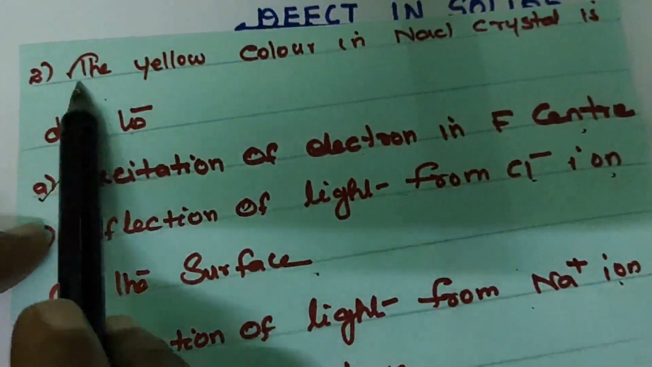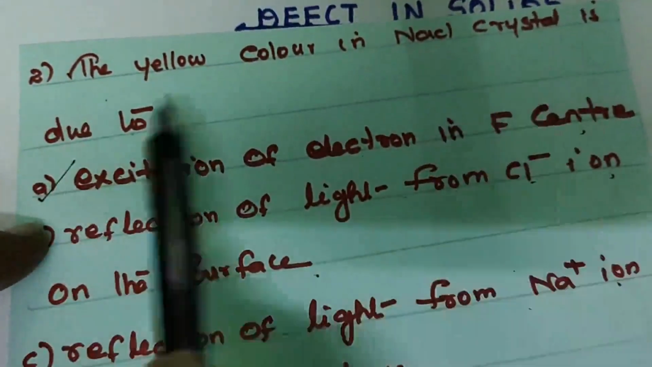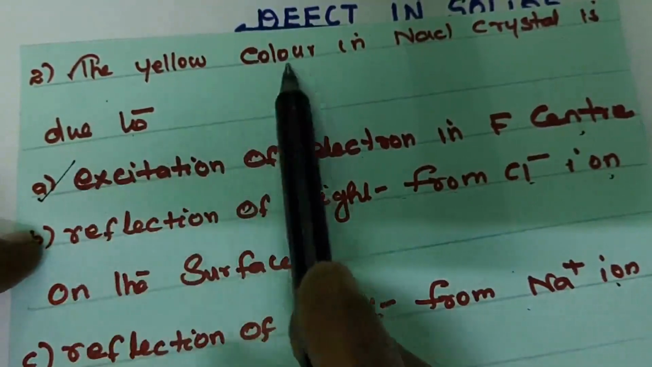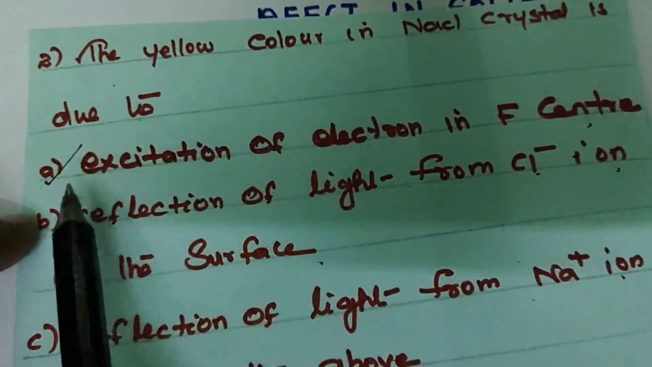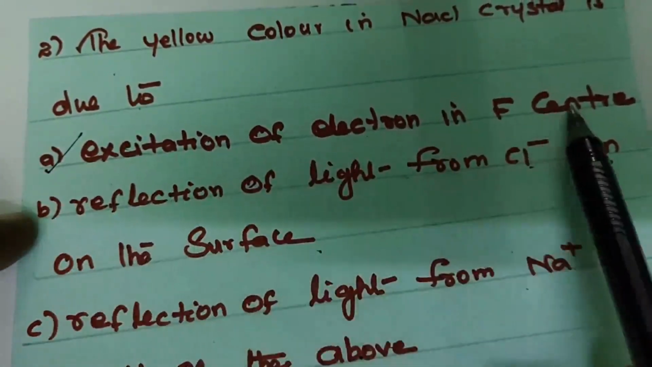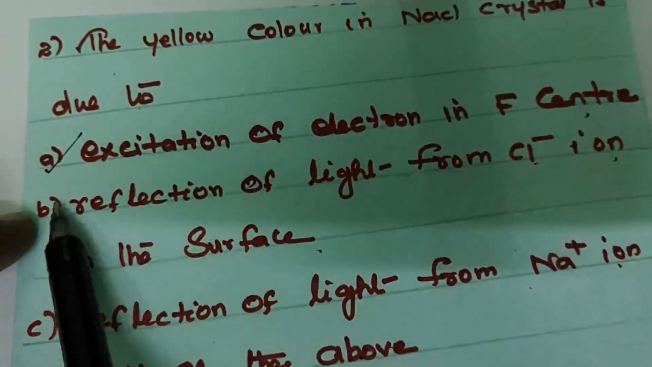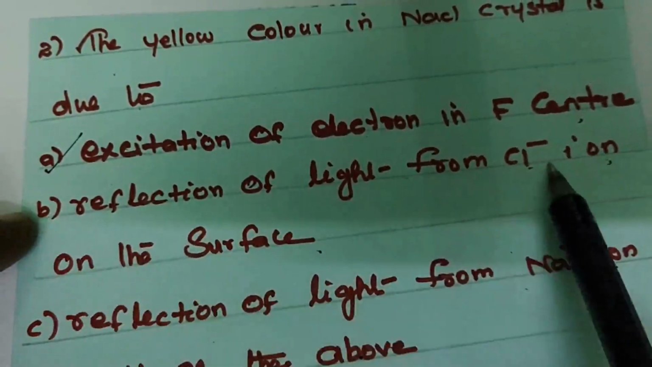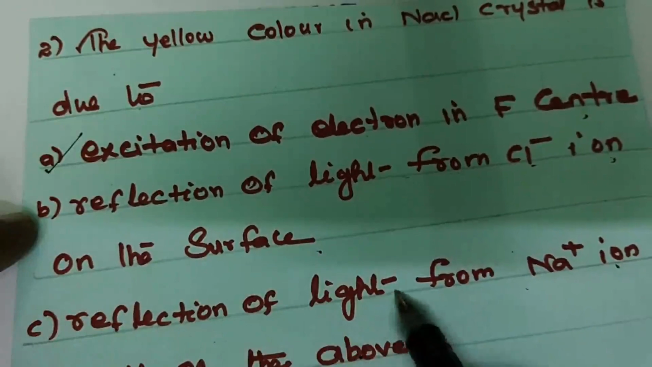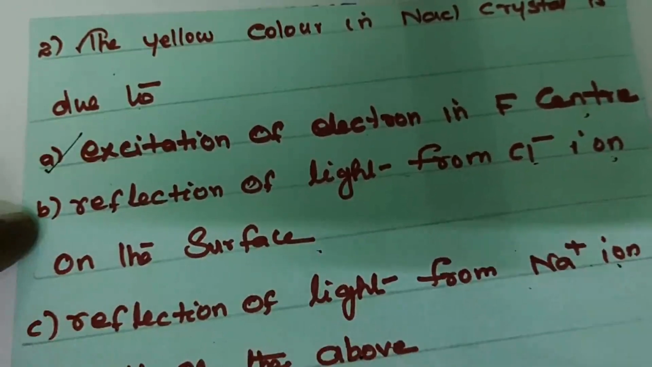The yellow color in sodium chloride crystal is due to which of the following? Option A, excitation of electron in F center. Option B, reflection of light from Cl minus ion on the surface. C, reflection of light from Na plus ion. D, all the above.